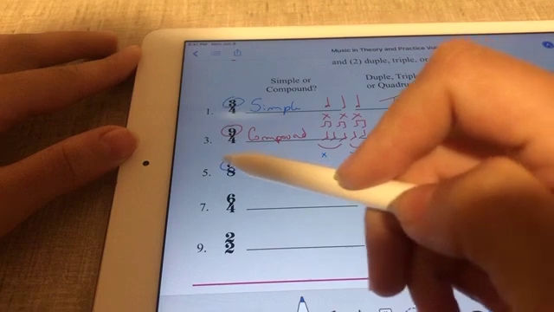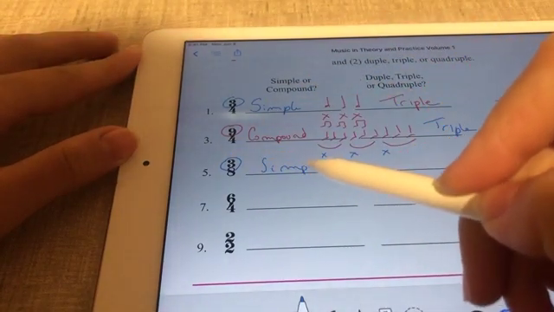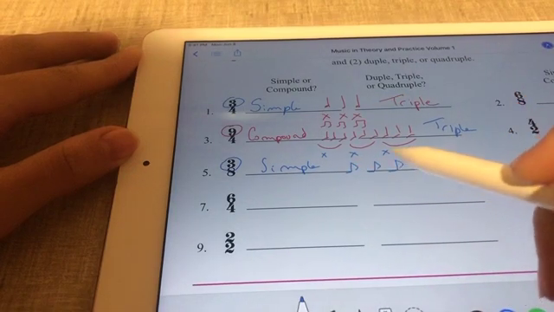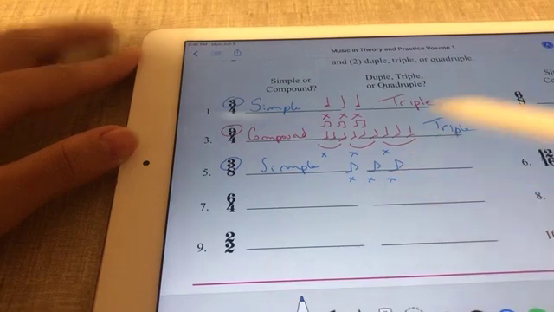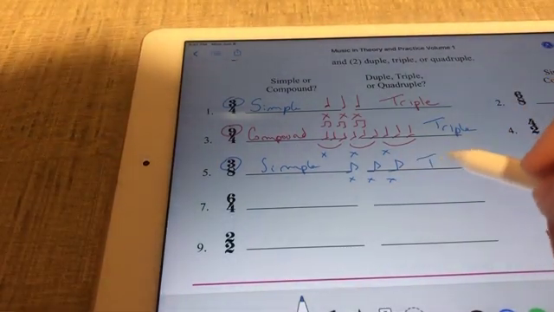3/8. The number up is smaller than 4, therefore it is simple. 3/8 means I have 1, 2, 3. Each of these takes the pulse. Therefore it is simple triple.